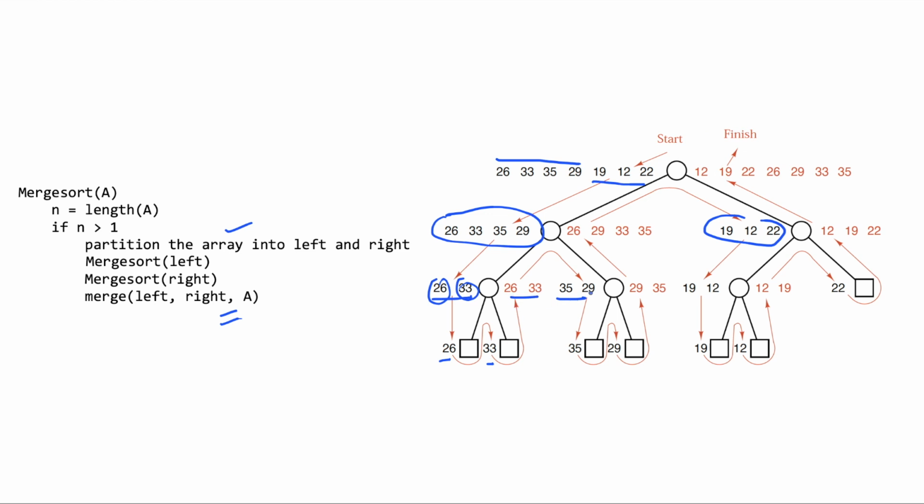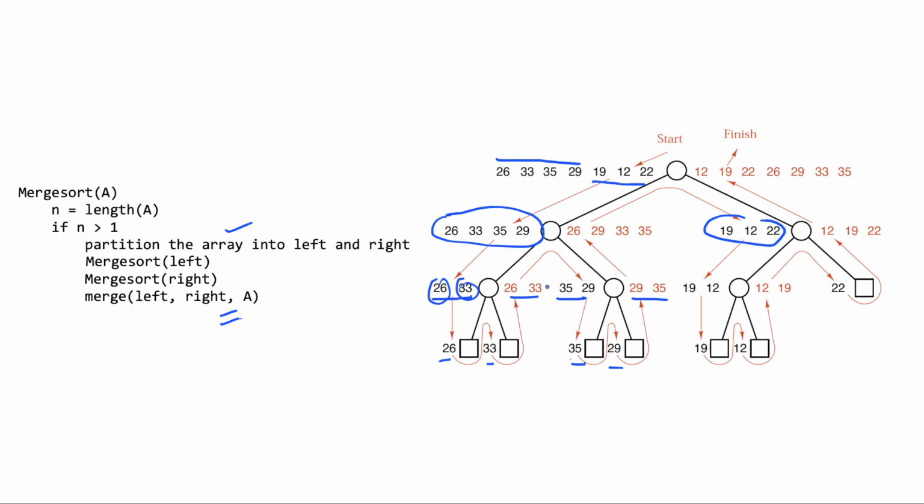Now we have to sort 35 and 29. So we will be dividing this one into two arrays of size 1, 35 and 29. Now we will merge 35 and 29 in order to get the sorted result of 35 and 29. So this will be 29 and 35. So we have sorted this subarray and we have sorted this subarray.